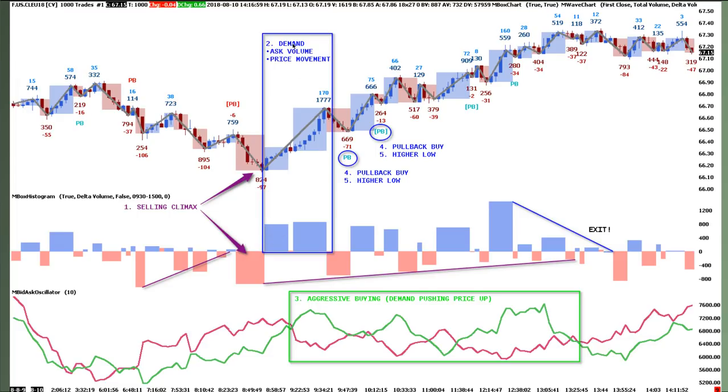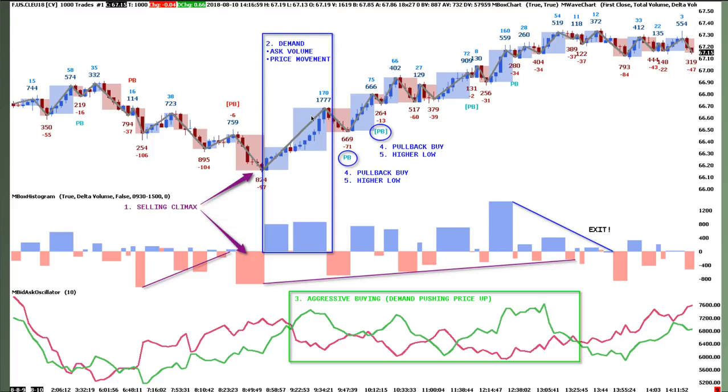In this area, we've got the histogram showing consistent, sustainable demand coming in, with these two boxes showing significant ask volume, and it's sustained. After this box, this one grows more, and the price also moves quite a bit. So we saw that demand came in right here.